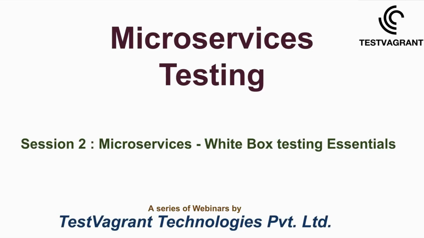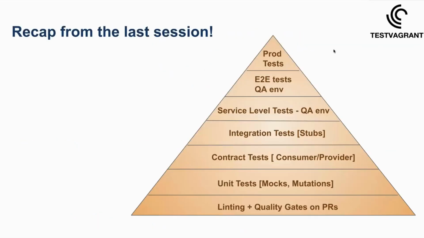Most of you would have joined us again from the last session, but for those who couldn't join us last time, I'll do a quick recap of what we did. In the last session, which was the first of the three sessions we have planned, we talked about a test pyramid for our microservices, which has many layers. From the bottom, you start with linting, and at the top, you go to production testing.